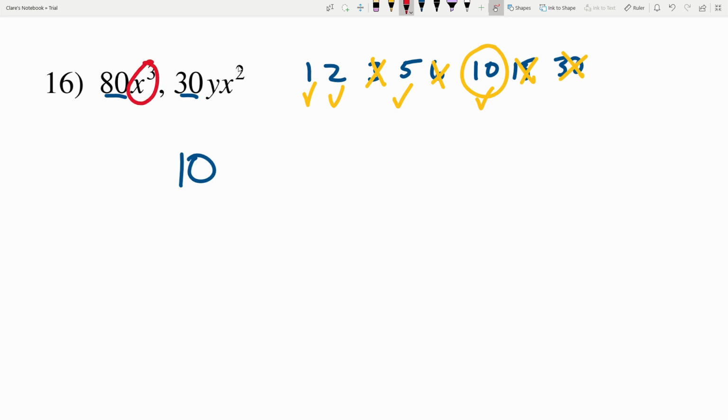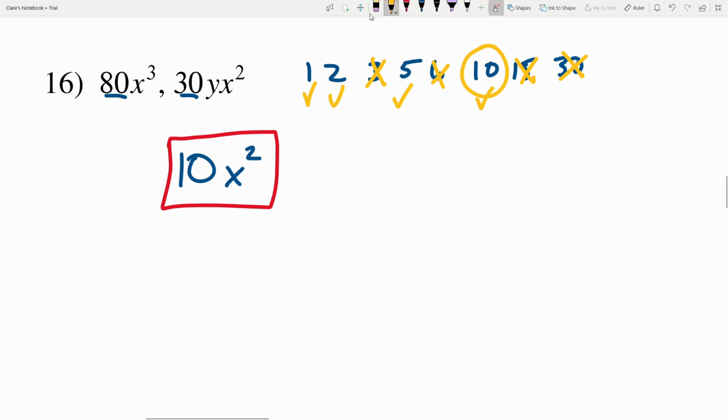I have x cubed and yx squared. Right away, I know that I don't have a y in common, but among x cubed and x squared, I have two x's in common, so that's x squared. So 10x squared is my GCF for number 16. And again, if you want to see how I do my variables, x cubed is x times x times x, whereas x squared is x times x. So the most I have in the first number is 3, but I only have a maximum of 2 here, so I can only take a maximum of 2. So that's 10x squared.